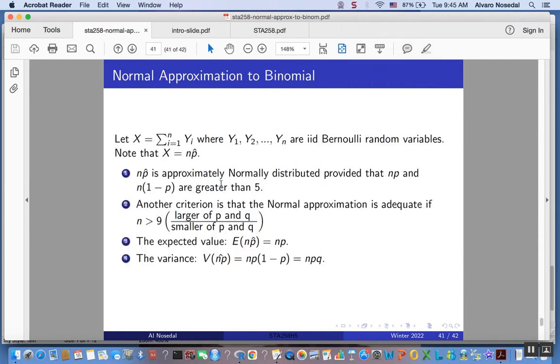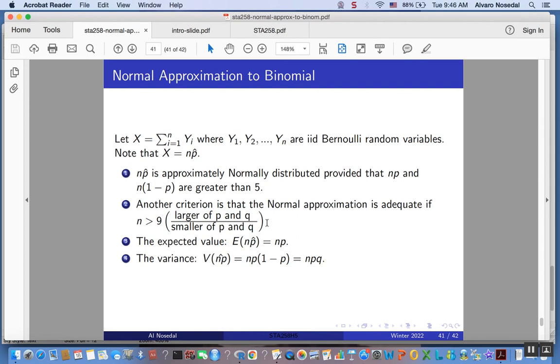Now let me just mention one last thing, and then I will let you go. Okay, I'm back. Final comment about this. If you want to use this normal approximation to a binomial, it would be a good idea to check something like this. The approximation is going to be decent if n times p and n times 1 minus p are greater than 5. Another way of checking is this: n greater than 9 times the larger of p and q divided by the smaller of p and q.